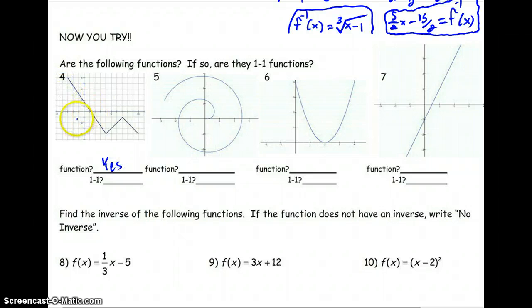Let's see, would we pass the horizontal line test? No, we wouldn't be one-to-one. That means we would not be able to find an inverse.